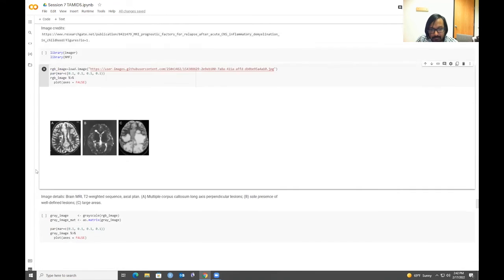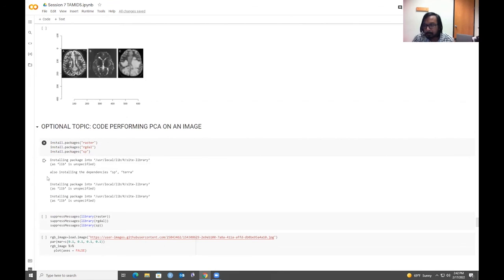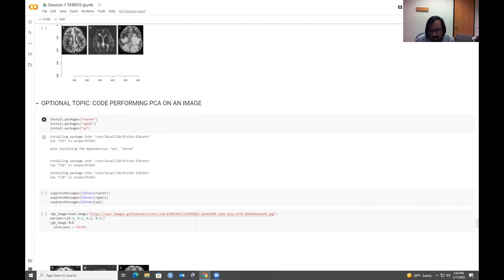Let's look at the optional topic, that is the code performing PCA on an image. Now, this code is quite involved, but all I want you to do right now is just get an overall idea and look at the final reconstructed images, just to have an idea of the performance of PCA. So we are going to install these 3 packages here. Do not worry about these packages. I mean, you have to install them, but remember that it might take some time.